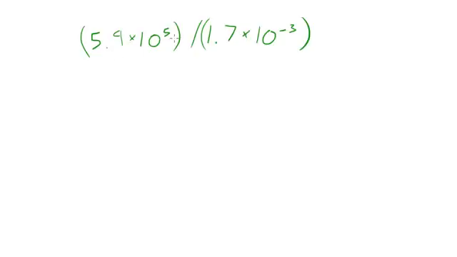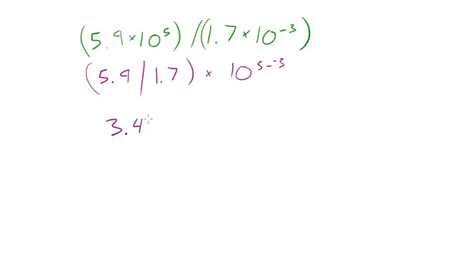So 5.9 times 10 to the fifth divided by 1.7 times 10 to the negative 3. So 5.9 divided by 1.7, and we're going to multiply that by 10, and I'm just going to do the shortcut right now: 5 minus negative 3, which is pretty much 5 plus 3. So on the left side of this equation, what we get is 3.47 times 10. Remember, 5 minus negative 3 is pretty much saying 5 plus 3.